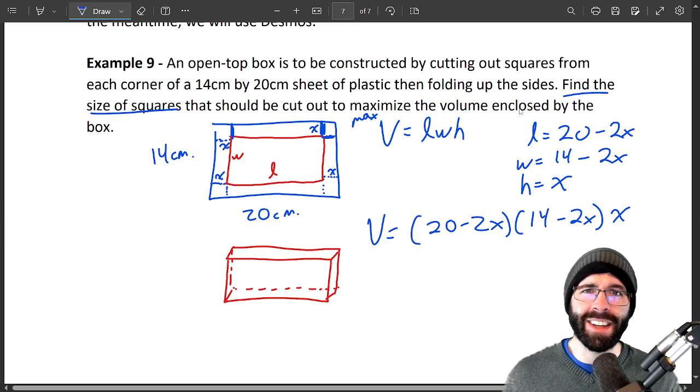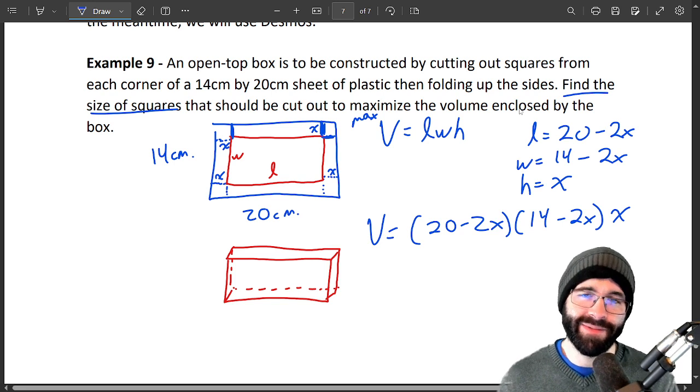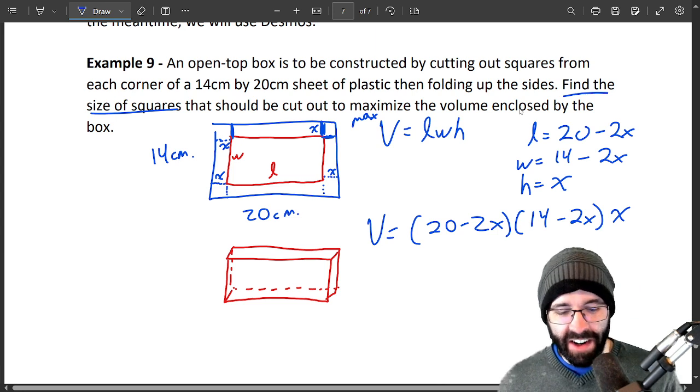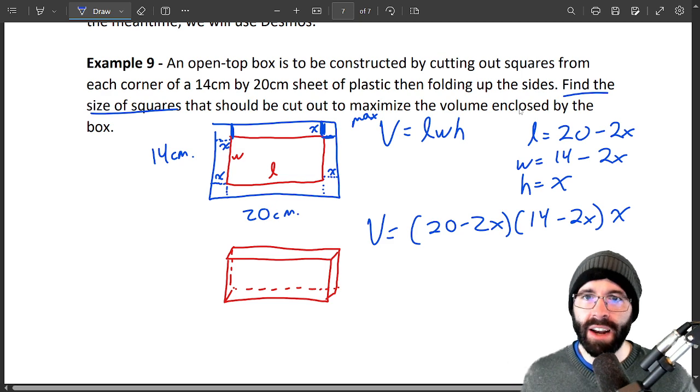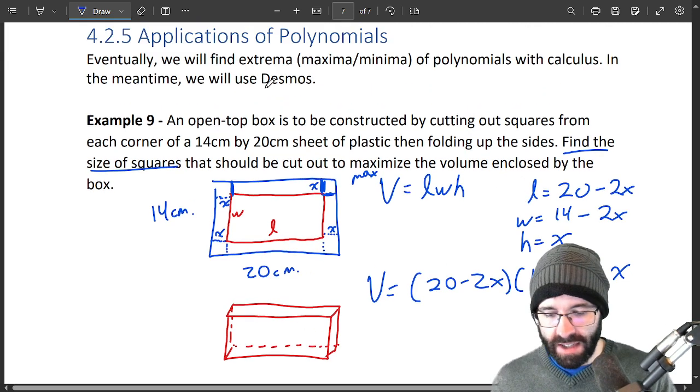Who put this problem there? It was me. I did. Or maybe it was the book. Maybe I've stolen this problem from the book.